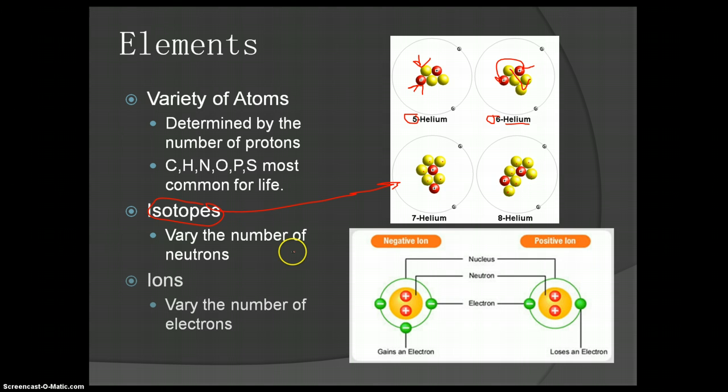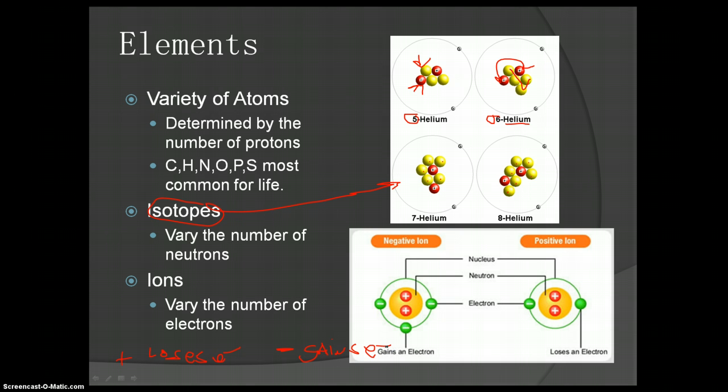Next up on our list is ions. So if you can vary the neutrons to get an isotope, you can vary the electrons to get an ion. First thing you need to understand, all elements begin with a number of electrons equal to the number of protons. And then when you vary that number of electrons, you can create a charge. Now it's very important. If something has a positive charge, it loses electrons. And if it has a negative charge, it gains electrons, because electrons have a negative charge.